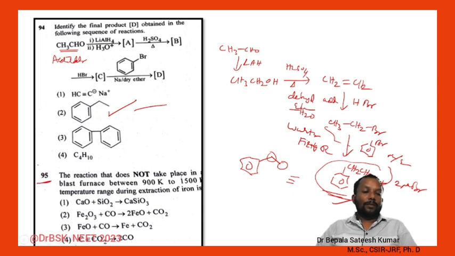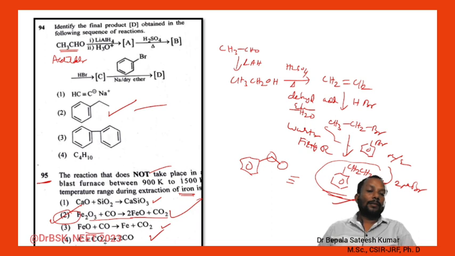Next is question 95. Which reaction does not take place in the blast furnace between 900 to 1500 Kelvin, the temperature range during the extraction of iron? The remaining all are possible, so in this case Fe plus CO, this is the correct option, does not take place in the blast furnace. This process does not easily take place in the blast furnace. All these others are possible, and this is not possible. So option 2 is the correct one.